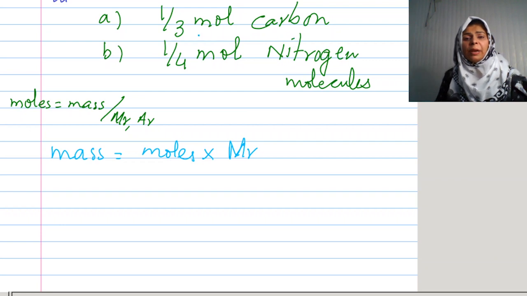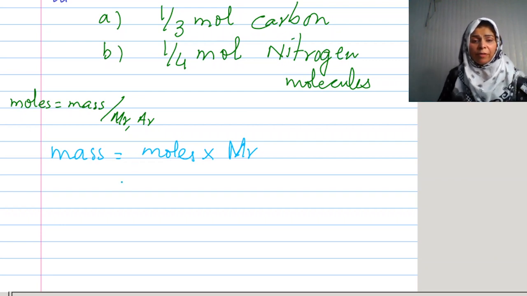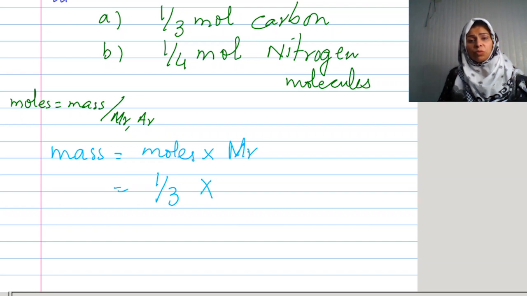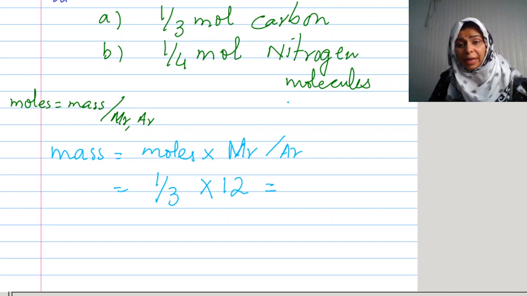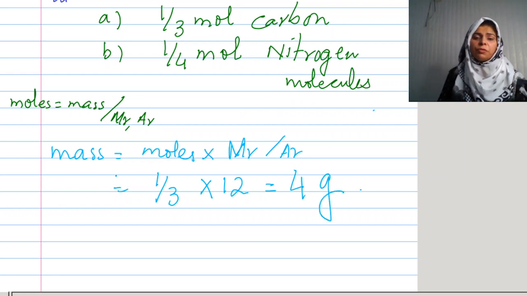If we are having 1/3 mole of carbon, first answer, we have 1/3 mole of carbon into the atomic mass of carbon, which is 12. So what is the answer? 1/3 into 12. So the answer is 4 gram. This is the way through which we will do this.